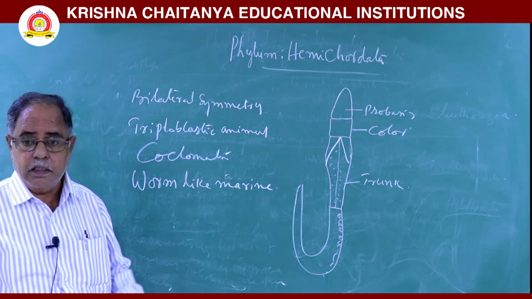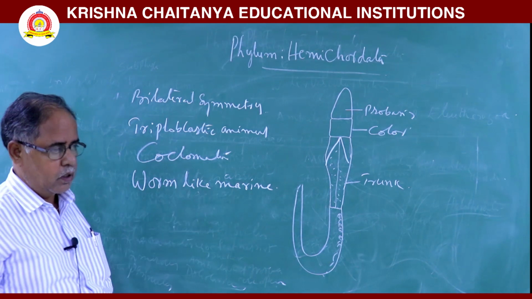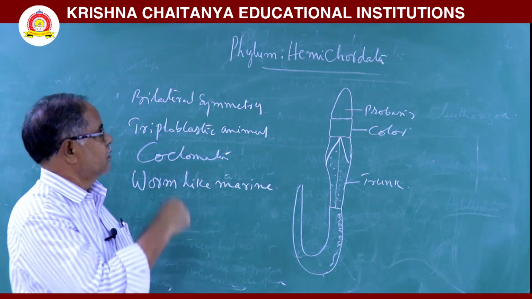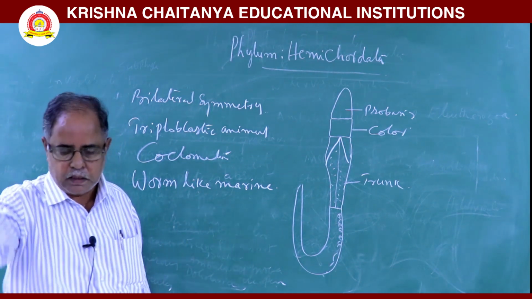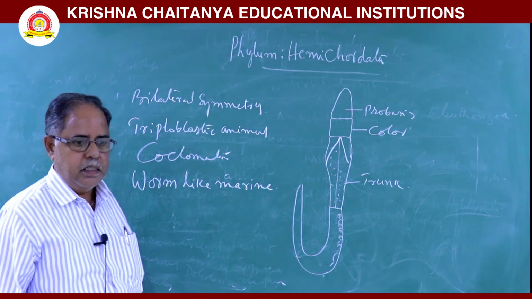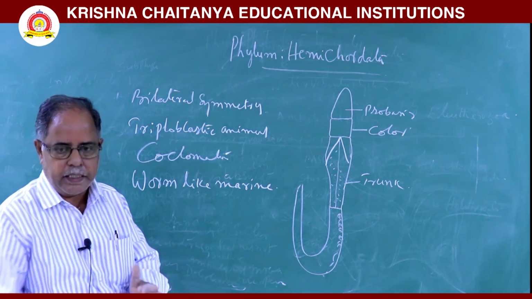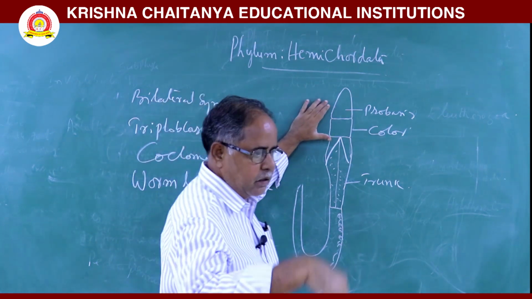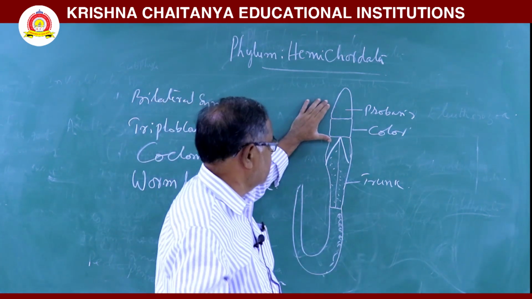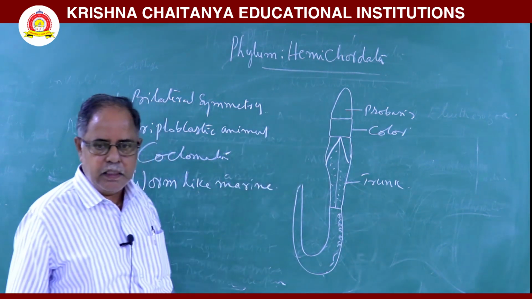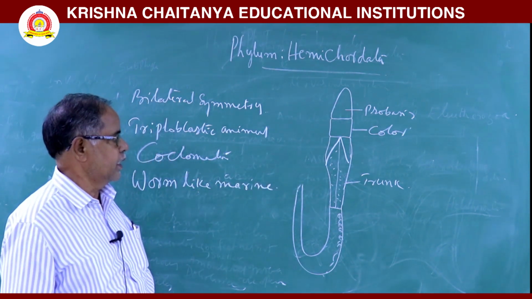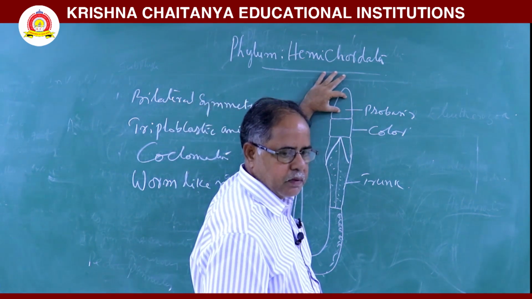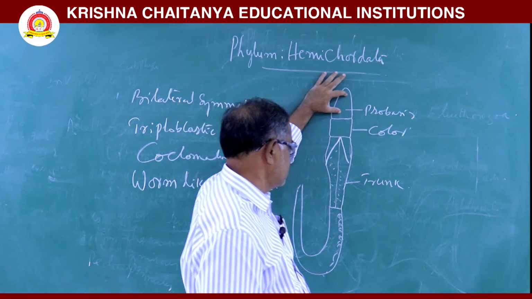Previously it was believed that this stomochord was a notochord. That's why they kept these hemichordates in the phylum Chordata. But there is a difference between stomochord and notochord. Here in the median, the buccal diverticulum is seen. That is the stomochord. This stomochord protrudes, extending up to the proboscis.